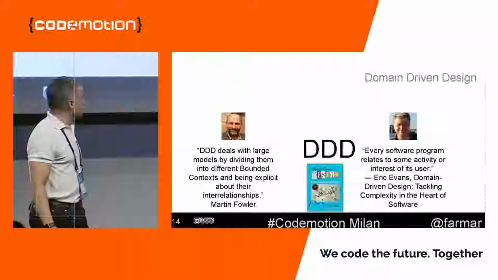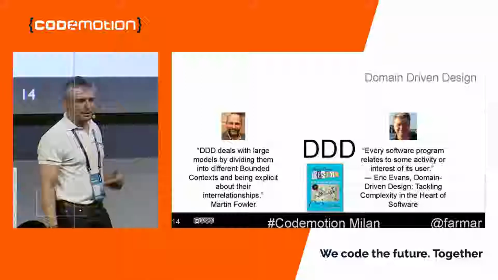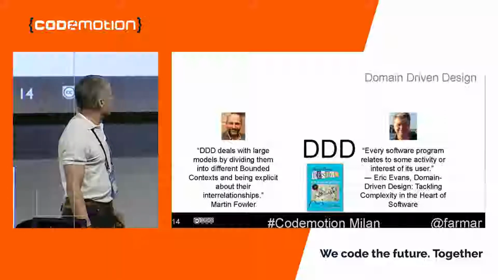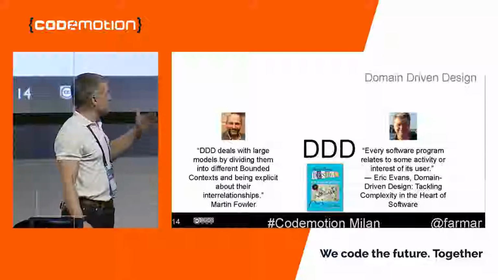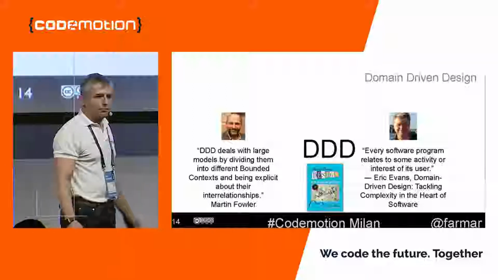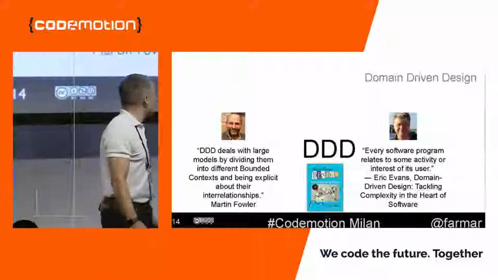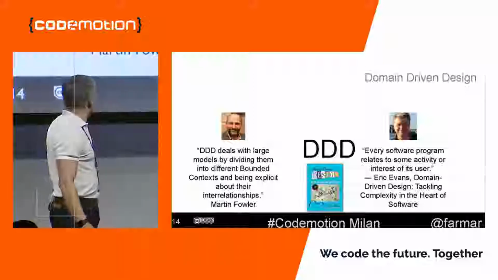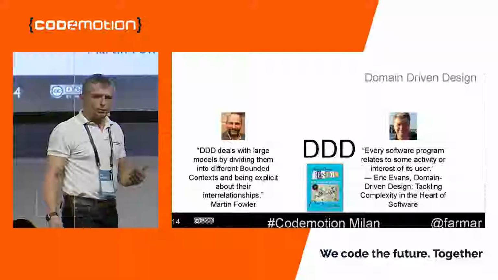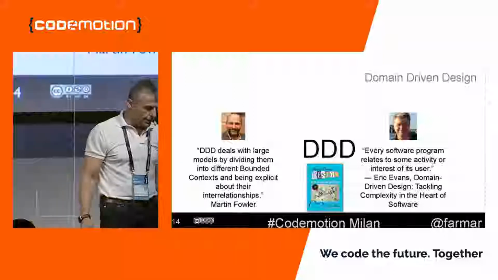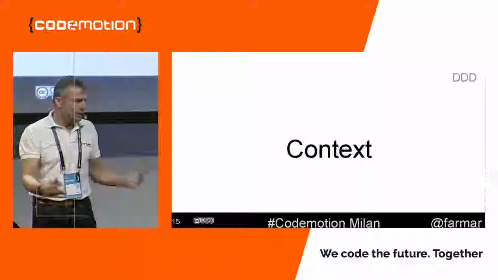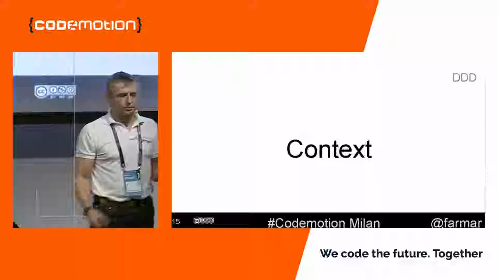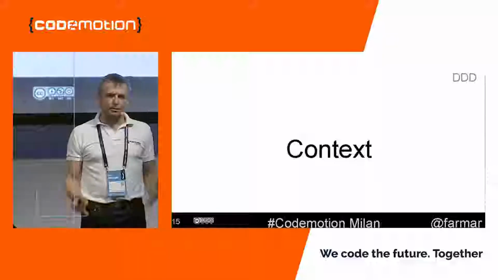Evans wrote the book. Actually, I'm not sure about the date, but it's somewhere in the 2000s. And he says that we have loads of complexity in software and need to solve it somehow. And same with Martin Fowler. And there seemed to be something good about DDD. So let's explore what's interesting here. One of the basic things about DDD is talking about context.